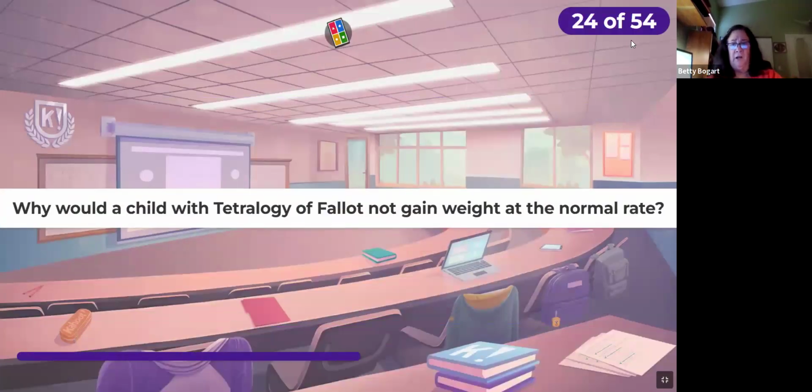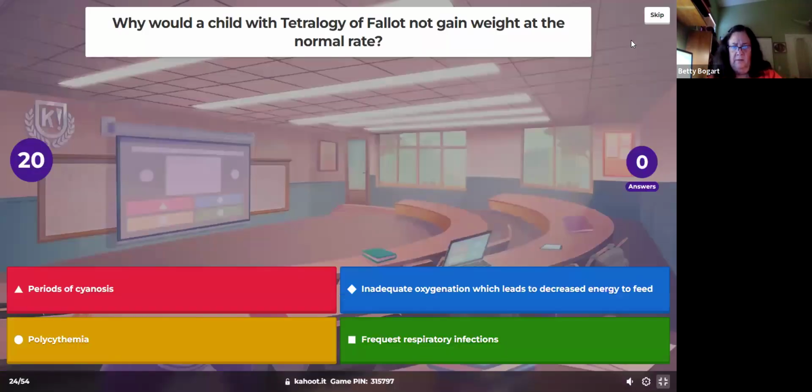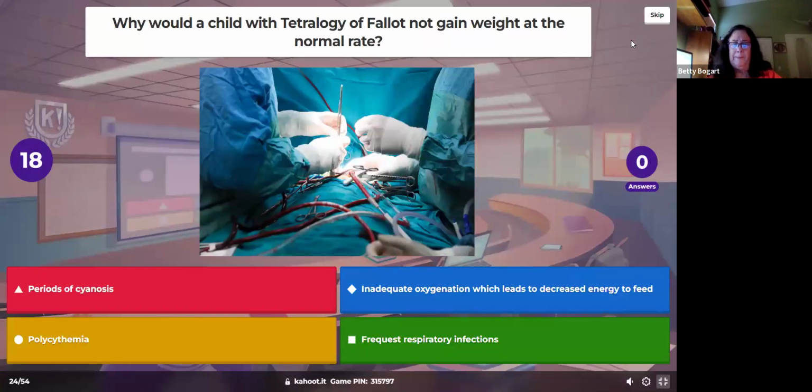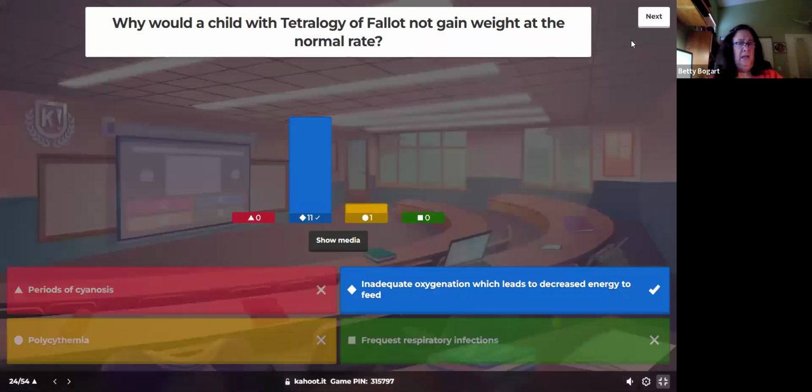Why would a child with tetralogy of Fallot not gain weight at a normal rate? So tetralogy of Fallot is a congenital heart defect. Why don't children with congenital heart defects gain weight? That's how you have to look at that question. Inadequate oxygenation, which leads to decreased energy to feed. And it's inadequate oxygenation because the blood's not getting to the lungs the way it needs. O2 sats are lower. You don't have oxygen, you don't have energy, you don't eat, and you don't gain weight.